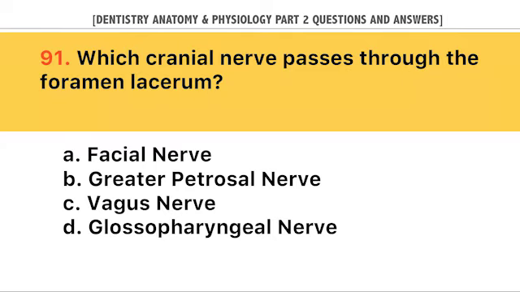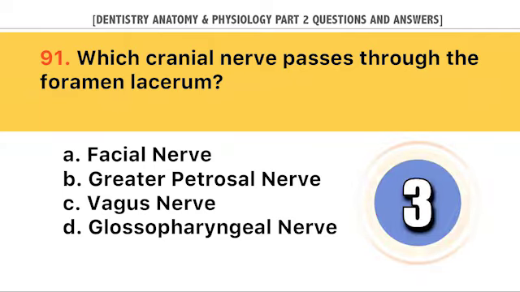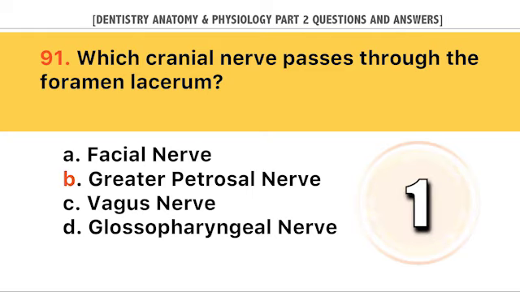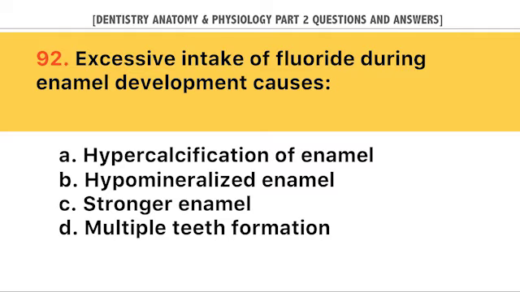A. facial nerve, B. greater petrosal nerve, C. vagus nerve, D. glossopharyngeal nerve. Answer: B. greater petrosal nerve. Excessive intake of fluoride during enamel development causes A. hypercalcification of enamel, B. hypomineralized enamel, C. stronger enamel, D. multiple teeth formation.